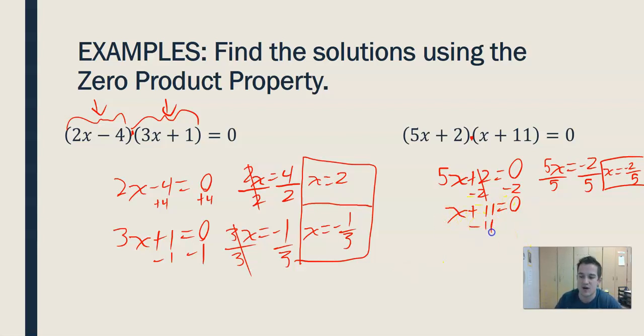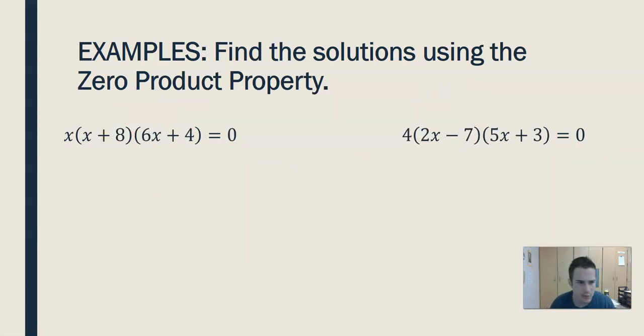Here I'm going to subtract 11 on both sides, and I'm going to get x equals negative 11. So my two answers here are x equals negative 11 and x equals negative 2/5. And again, when you plug those numbers back in here, if I were to plug negative 11 in for both of these x's, or negative 2/5 in for both of these x's, my result will be 0.